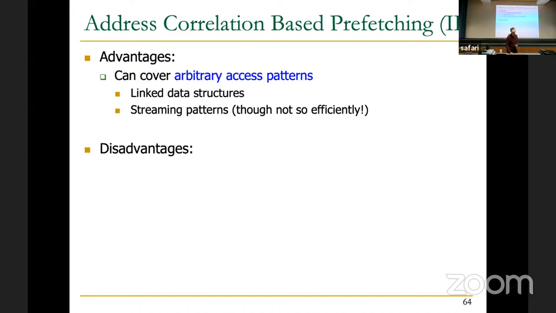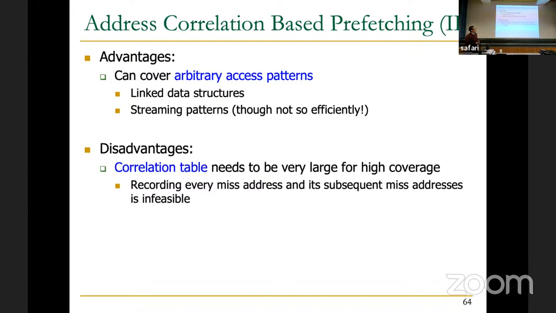Now, the disadvantage is kind of obvious maybe after this discussion: the correlation table, which is essentially the table that stores the correlation between addresses, needs to be large for high coverage. So imagine, for example, the example that I gave you earlier, a 1 terabyte linked list. A 1 terabyte linked list doesn't sound very good, right? Clearly, you should not program that way.